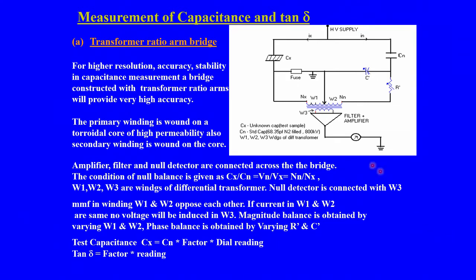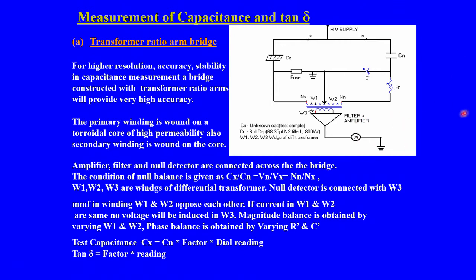The test capacitance, that is the unknown capacitance which is being connected and is to be found, can be estimated from the standard capacitor Cn multiplied by the multiplication factor set into the reading which you have obtained during the measurement with the adjustments of W1, W2 and R and C. So, these dial readings which appear on the transformer ratio bridge will help to get the test capacitance.